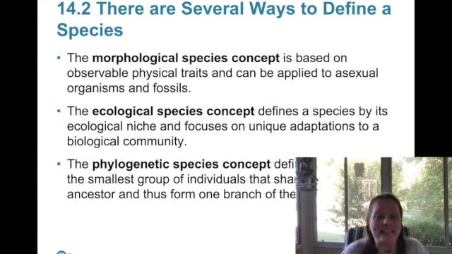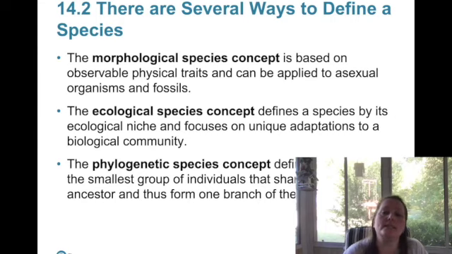Then you have the ecological species concept. This is where they define the species by its ecological niche. This is where it's the very specific locations. So this kind of will go along with your speciation lab. And then the phylogenetic species concept.